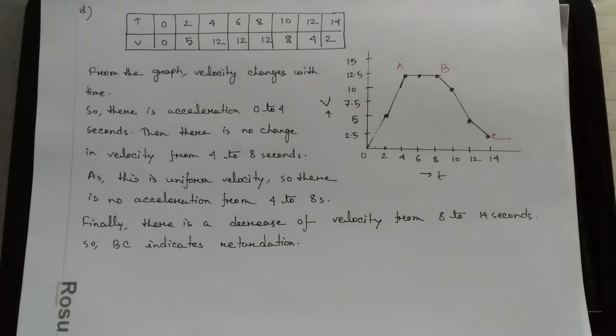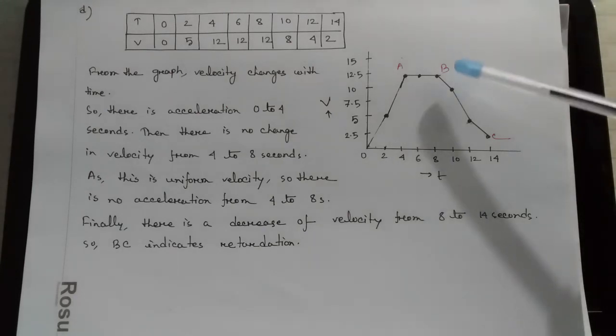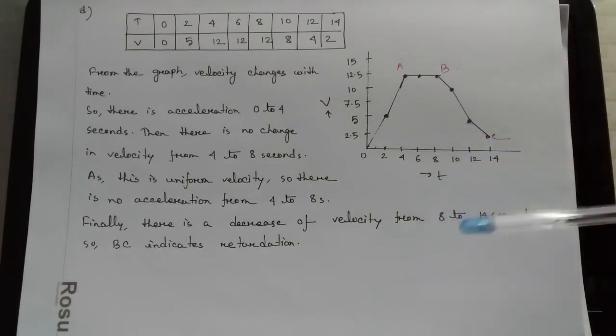But after this point, from 10 to 14 seconds, the velocity of the car reduces again. Instead of acceleration, deceleration happens here, and the graph BC indicates the retardation. So these are the total observations about the changing velocities within the different time periods.